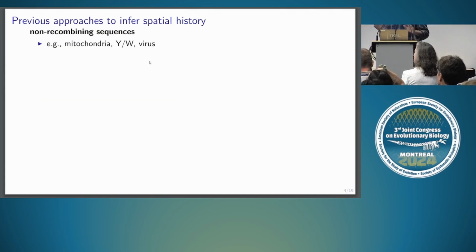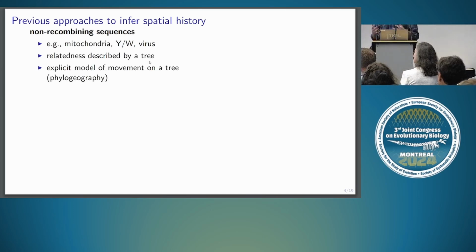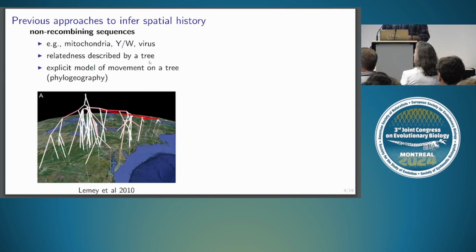There are two main approaches, I think, to infer spatial history. One is the non-recombining sequence side of things. We're dealing with mitochondria or a Y chromosome, where relatedness is described by a single tree, right? And here we're in the realm of phylogeography. There's a way to put an explicit spatial model on this object of relatedness, and that allows us to infer things like where ancestors were and how fast lineages have moved to be where they are today, right? So this is an example of rabies virus in the northeastern US.